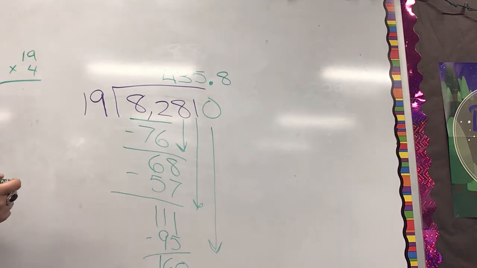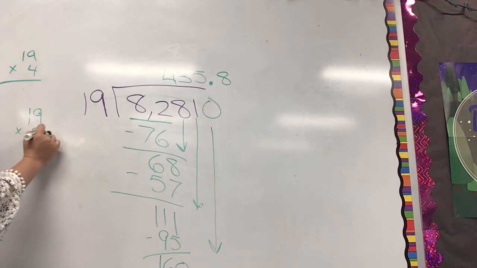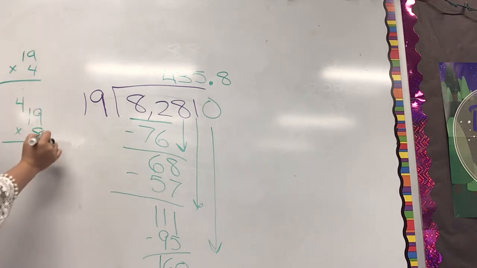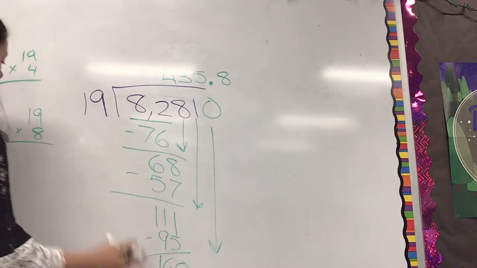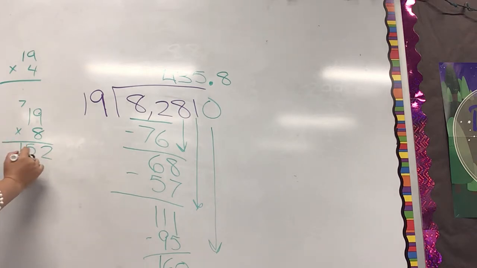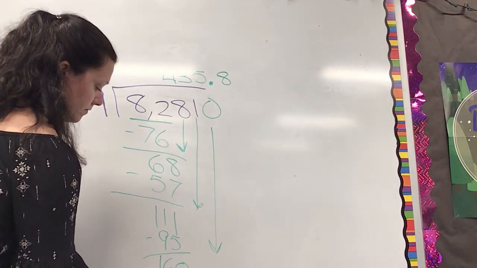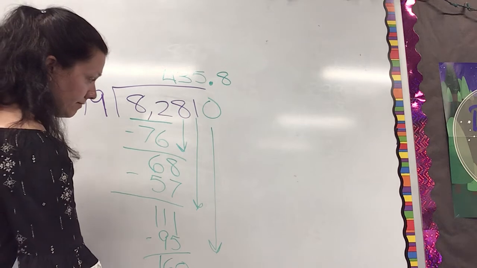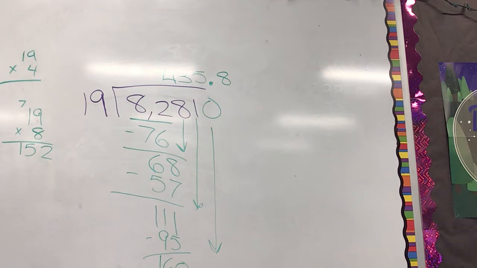Mimi? 152. 19 times 8. 9 times 8 is? 72. 8 times 1 is? 8. Plus 7? 15. I get a remainder of? 7. Is that right? 160 minus 152?